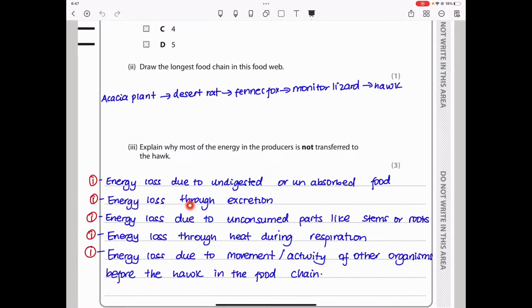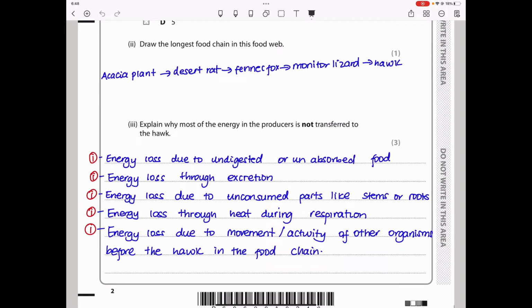The other one is energy loss through excretion. Excretion is going to be when things are released, maybe through sweat or through urine. That is a loss. So there is also energy loss due to unconsumed parts like stems and roots. That is for this. Or you could say bones, hair, and skin. There is also energy loss through heat during respiration. Heat lost in respiration is not going to be, that energy is not going to be carried on to the hog. The energy lost due to movement and activity, as these organisms within this chain move along, they use energy, so that will not be transferred to the hog. Let's continue.